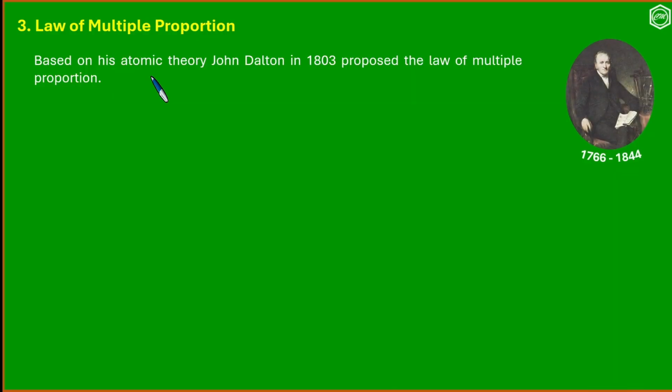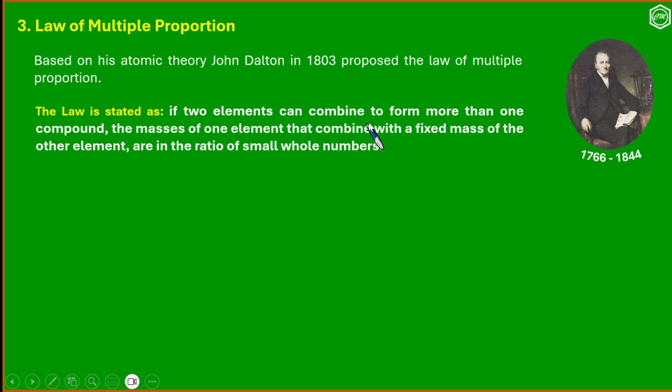John Dalton, an English school teacher, used the two fundamental laws of chemical combination we just have studied, that is the law of conservation of mass and law of definite proportions, to develop his atomic theory. The assumptions made in his theory led to the prediction of the law of multiple proportions. We will study more about Dalton's theory later in this video. The law could be stated as: if two elements can combine to form more than one compound, the masses of one element that combine with a fixed mass of the other element are in the ratio of small whole numbers.